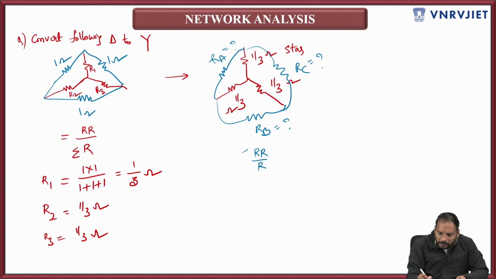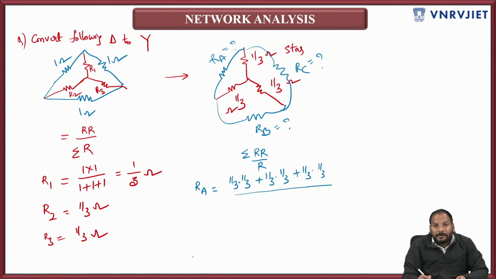Okay, but here the numerator is upside. So that means if you want the value of RA, it is sigma RR. So that means 1 by 3 into 1 by 3 plus 1 by 3 into 1 by 3 plus 1 by 3 into 1 by 3. You have the dot, it is a multiplication, divided by what will we be having finally? You will be having the opposite resistor. So the RA opposite resistor is what? This one, right? 1 by 3. So take it as 1 by 3.